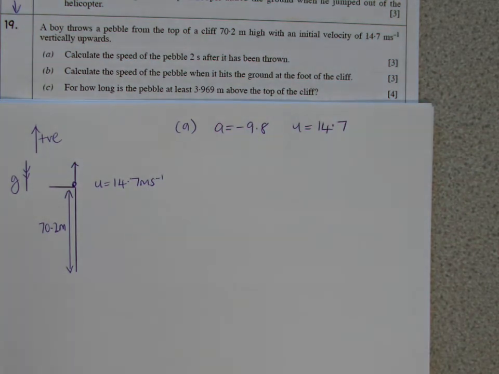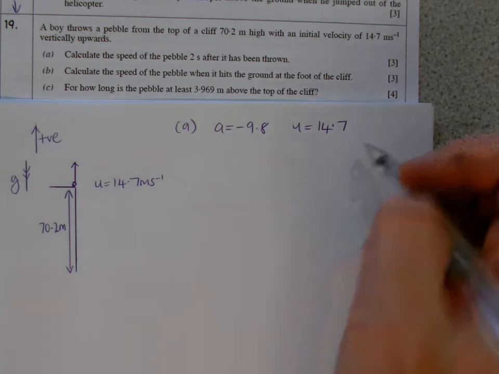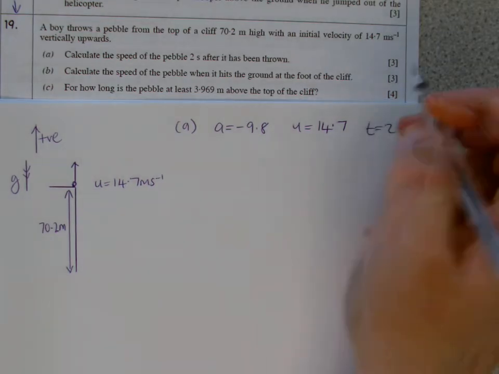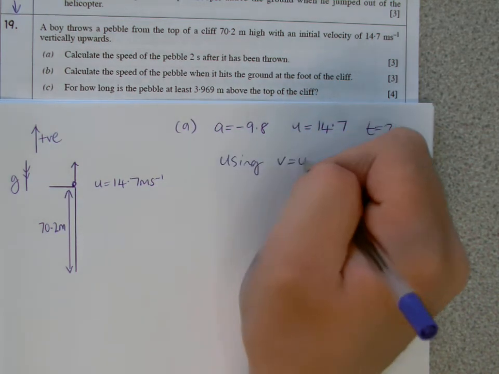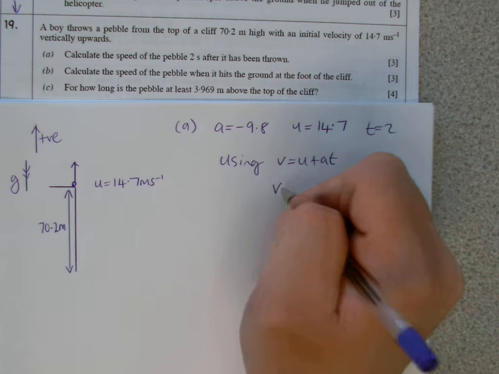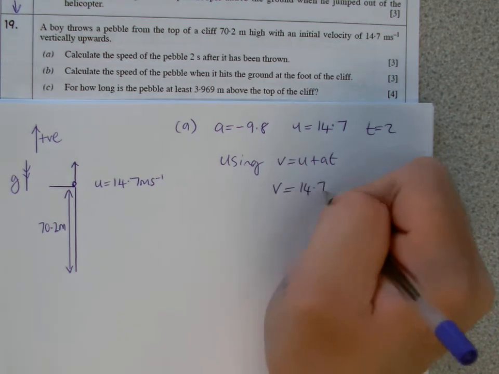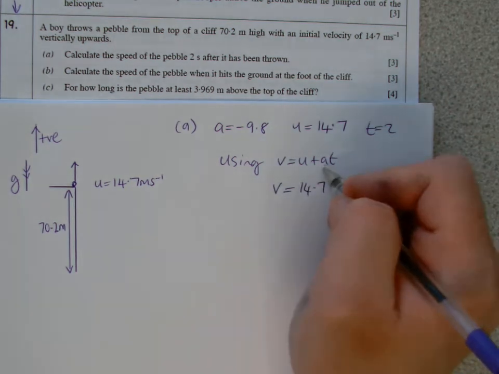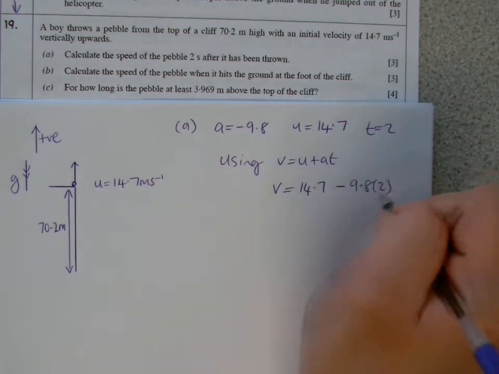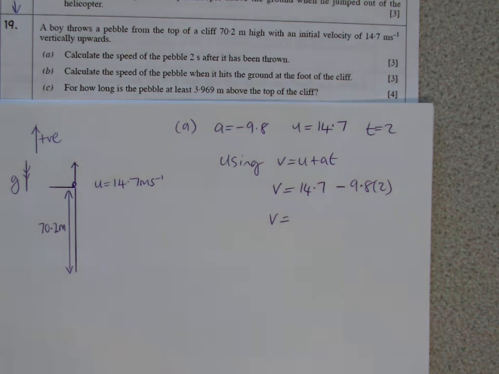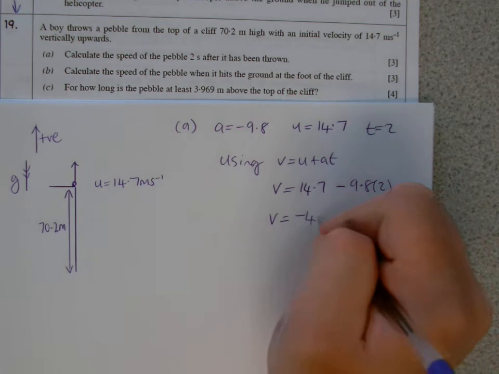Then, to calculate the speed when t is 2, so when t is 2, we want to find the speed. Quite simply, we can use v equals u plus at. So v will equal u, which is 14.7, plus a, which is minus 9.8, times 2. If I work that out in my calculator, I get minus 4.9 meters per second.